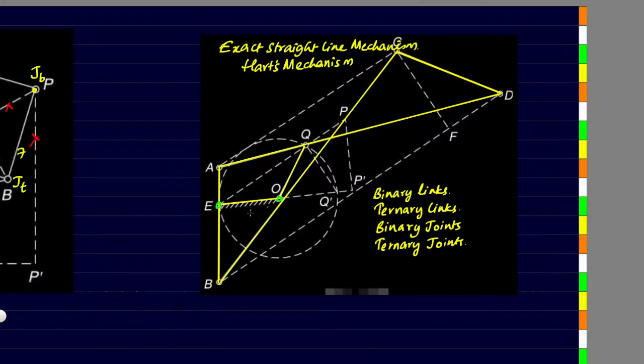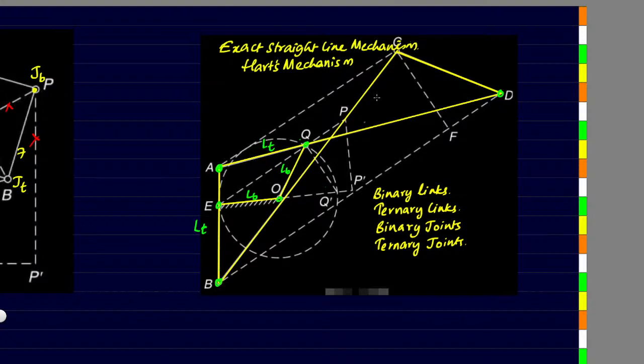So E to O, there are only two joints here, so this is a binary link. And O to Q is another link that is binary. Then what about AB? You can see there are three joints on the link AB, so AB is a ternary link. Then what about A to D? A to D is also a ternary link, not binary, because A, Q, and D, three joints, are located on the link AD.